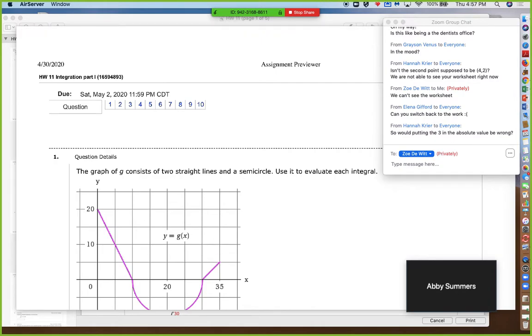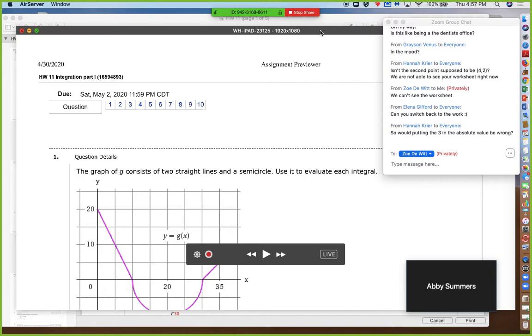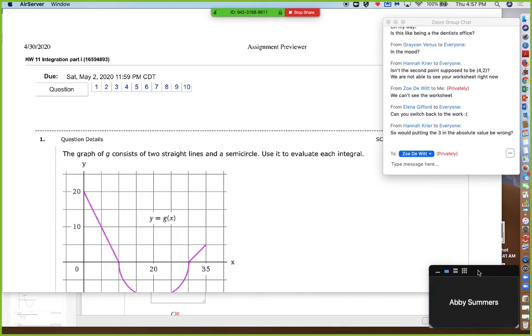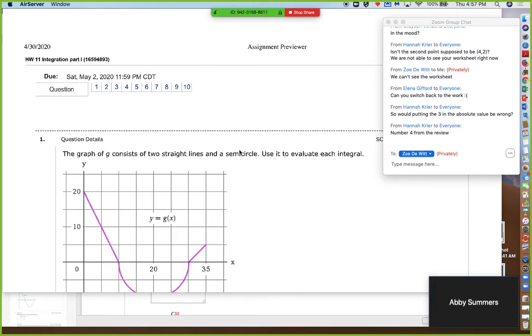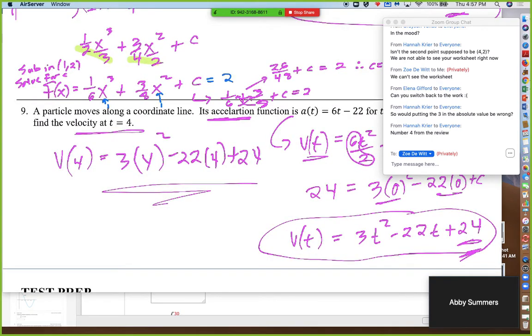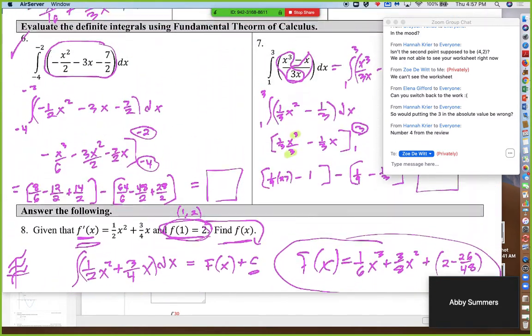Okay, Hannah's got a cool one. Would putting the 3 in the absolute value be wrong? Ooh, were you looking back at the one we just did, Hannah? Is that what you're talking about? Sorry, I didn't see that earlier. Let me know, and I can see your chat now, so if you ask, I will actually respond this time. Oh, number 4 from the review. Thanks. All right, let me pull that up.